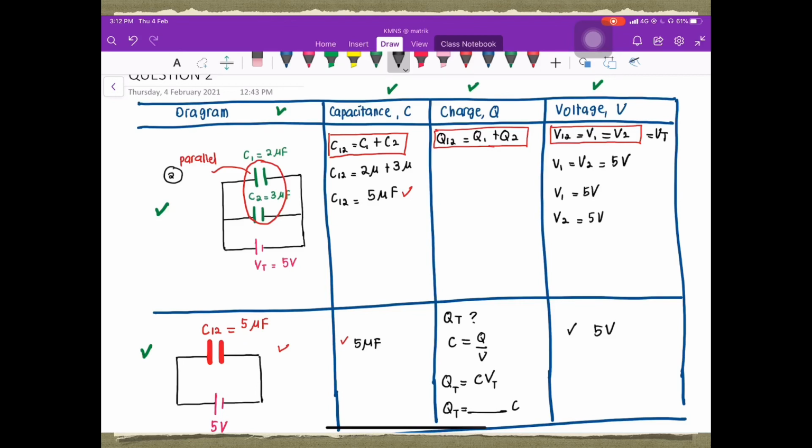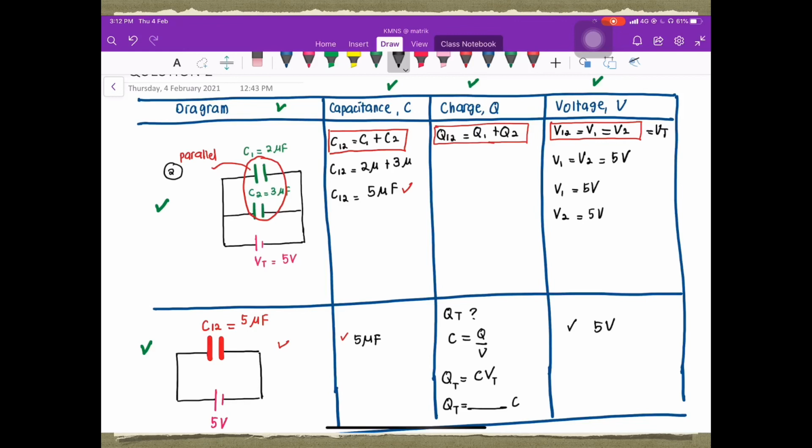Okay, so now can we determine Q1? Q1 equal to C1V1. So where is our value for the C1? Okay, C1 here, and then V1 here.